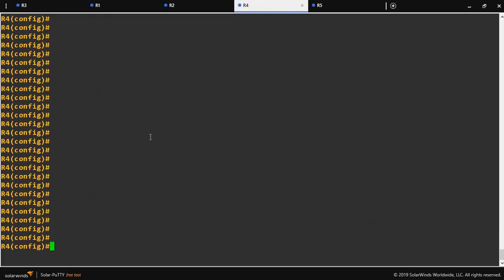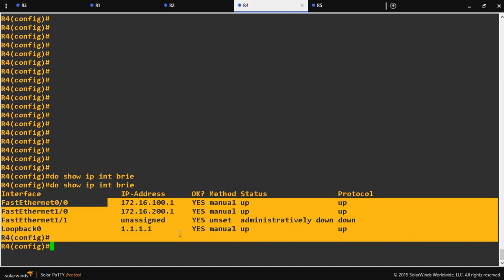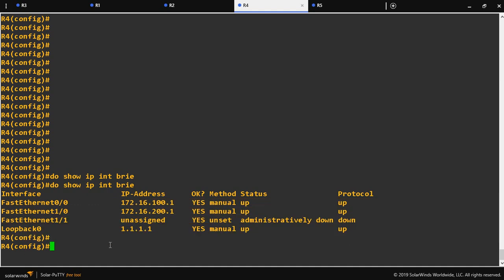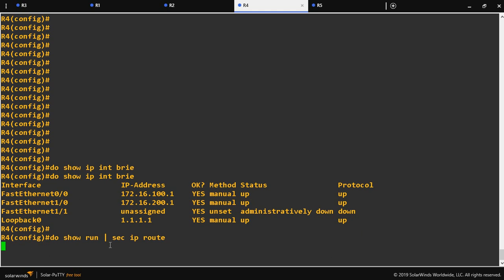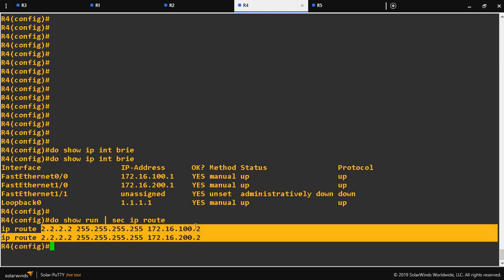So in the R4 router, as per the diagram, I'll configure the IP addresses, show ip interface brief. So here we can see I configured the physical interfaces as well as the loopback interface. And I also configured the static routes, do show run | section ip route. So the static routes are configured. There are two possible paths to reach. So if either one link goes down, I can still reach through the other link. So that's why we can configure load balancing.